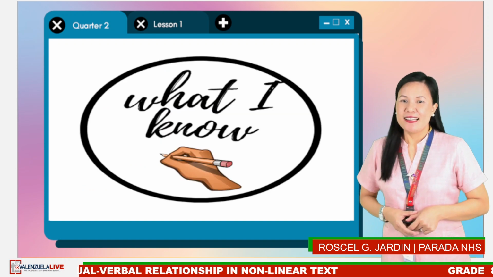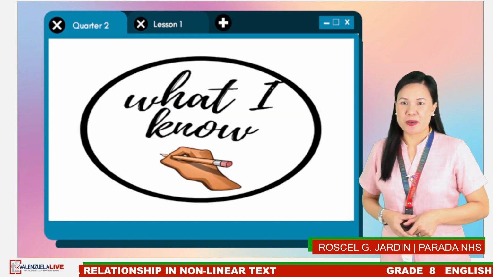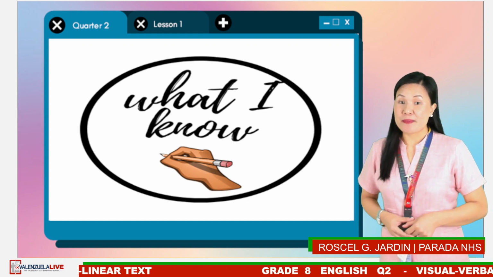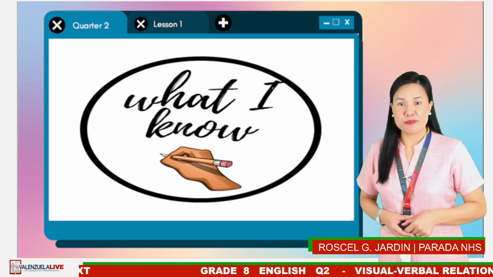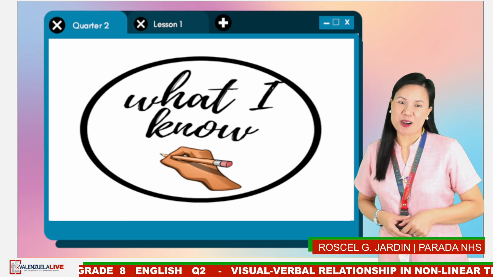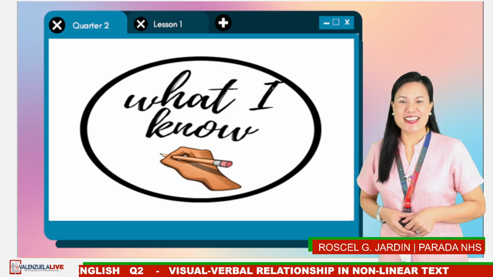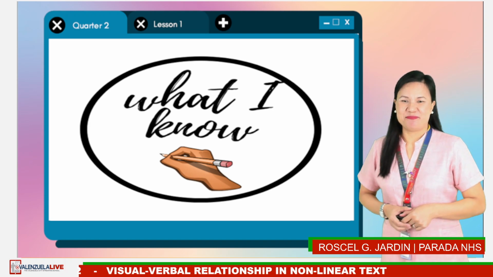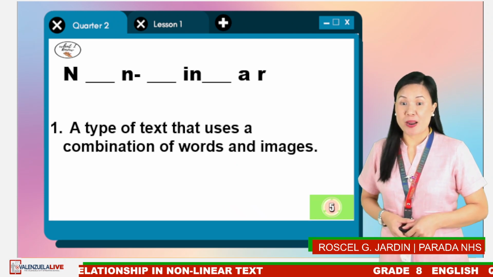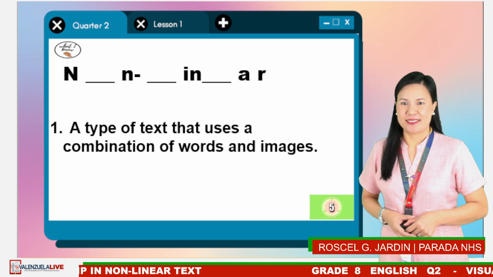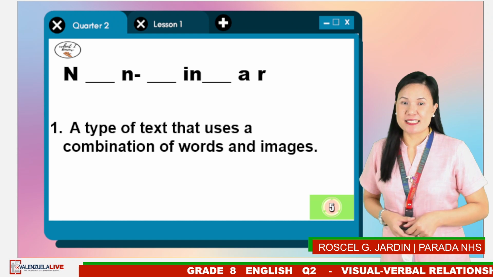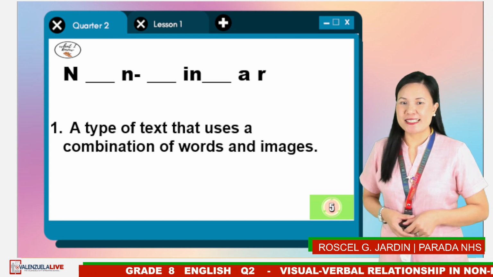This time, let's check your prior knowledge about the lesson that we are going to discuss today. I will give you 5 seconds to think about the answer for each item. Then, key in or type your answer in the comment box. Are you ready? Let's start. Fill in the missing letter of the words being described in each item. Number 1. A type of text that uses a combination of words and images.